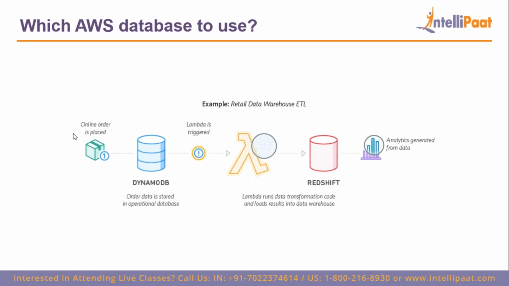So let us consider Amazon.com. You're placing an order. That order is stored in the operational database in DynamoDB. You might or might not know Lambda, so let me give a basic idea of Lambda. Lambda is a service which will run a set of code which you have defined in Lambda as a function. Whenever a particular action happens in DynamoDB, Lambda will automatically be triggered. For example, if a new order is placed, when there is a put operation, Lambda will get automatically triggered.